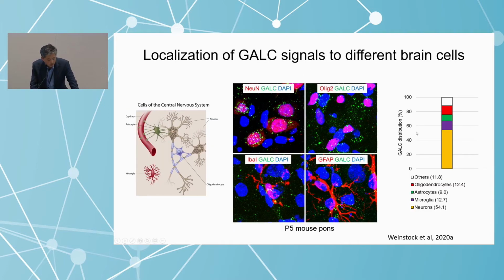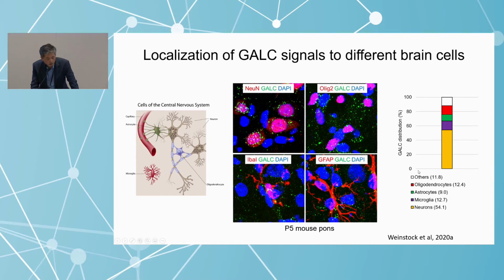Until recently, it was not well known how much GALC protein is expressed in each different brain cell type. A recent study showed that this red color is a cell-specific marker and this is the GALC protein marker. This GALC protein is expressed in all different cell types: neurons, oligodendrocytes, IBA1 meaning microglia, and astrocytes. And this is the quantification, especially in the very young mouse brain.